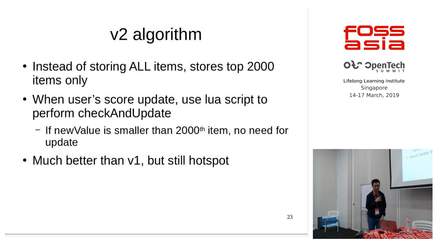In the V2 algorithm, I tell you that in high performance, we need to sacrifice something. Instead of storing all users, we only store the top 2,000 items only. Why is this important? Because the update or get operation is a big O log n operation. Storing fewer items in a sorted set will obviously improve the performance. There is still a hotspot problem, but because every update and every read costs less time, the system performance has improved a lot.